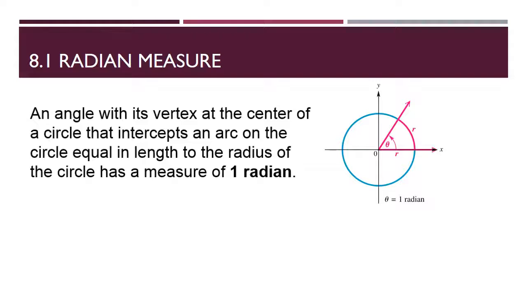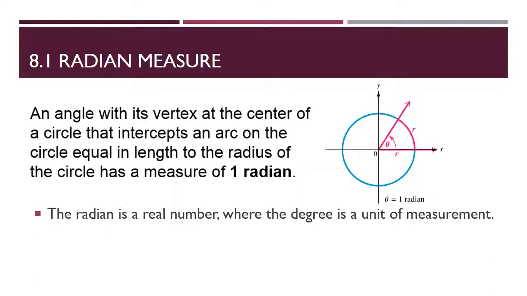It's very common to use theta to represent angles. It's very common as you get into higher math to use Greek letters to represent angles. So we'll use theta a lot. And R represents the radius of the circle. And what it's showing us there is that the arc length, the length of the curve, if you were to measure it, would be the same as the length of the radius. And when that happens, the angle that's created has a measurement of 1 radian.